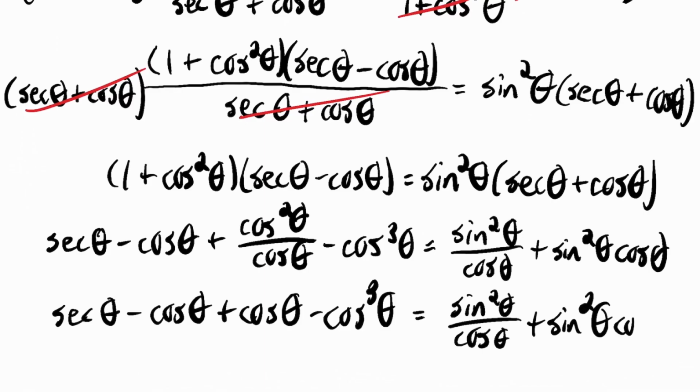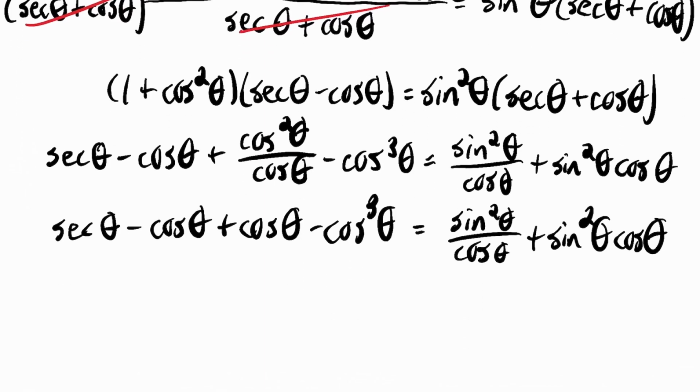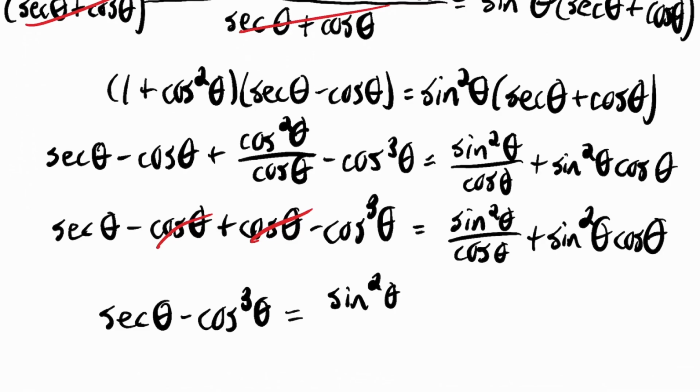I'm having to rewrite the entire thing, but I am just doing one step at a time. Okay, so yeah, I get to do some cancellation, which is very nice. So now I have secant theta minus cosine cubed theta equals sine squared theta over cosine theta, which, remember, let's go ahead and write as 1 over cosine.